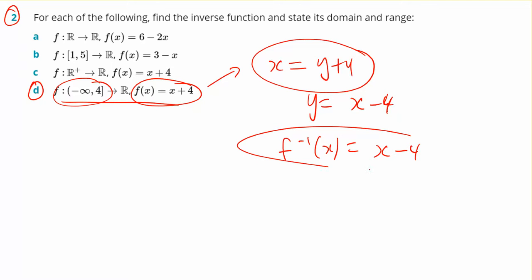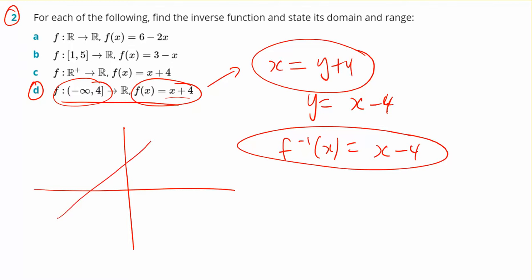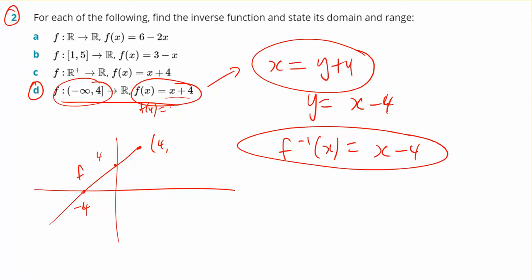That's the inverse. Now if I graph the original, this is the graph of x plus 4. It's a linear. Okay, we've got a y-intercept at 4 and an x-intercept at -4, okay? And the graph isn't going forever, it's going from between -infinity to 4. So the original f will go to the y-coordinate: if I sub 4 into the equation, f of 4 equals 4 plus 4, which equals 8, so (4, 8).